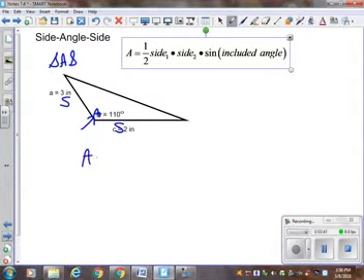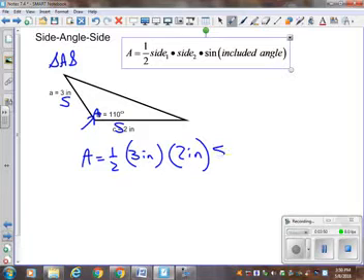So I've got 1/2 times the first side, which we'll say is 3 inches, times the second side, which we'll say is 2 inches, times the sine of 110. Now, first of all, it would be great if we could multiply some of these numbers together so that when we do the sine of 110, we'd have something simpler. So the 2's cancel, and that gives me 3 times the sine of 110.